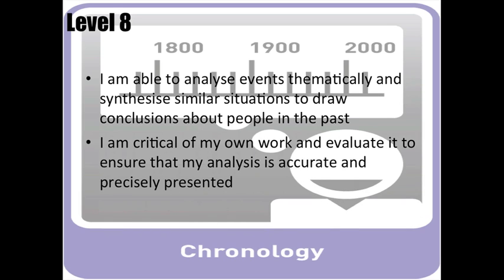At Level 8, students are able to analyse events thematically and synthesise similar situations to draw conclusions about people in the past. So, evolving beyond a chronological study of history and starting to be able to approach history by theme. So for example, at GCSE in Year 10, when one looks at medicine, one might have the theme of public health or the role of women. So using the chronological understanding, but taking a specific thread and route through the history to look at one particular aspect.